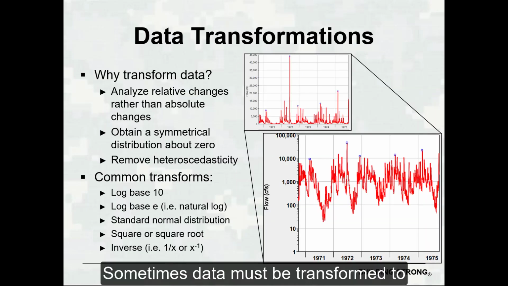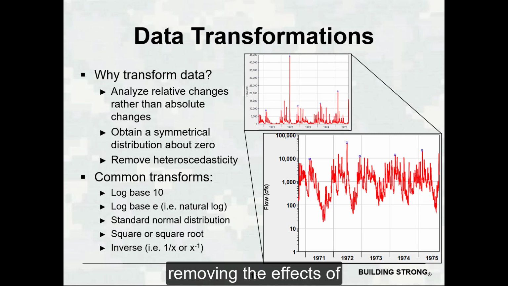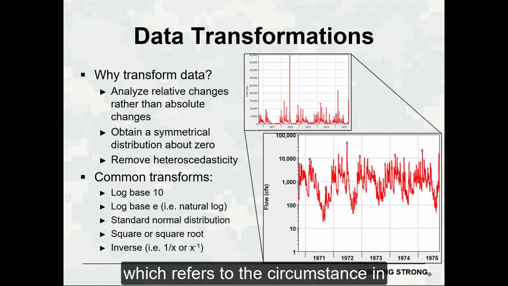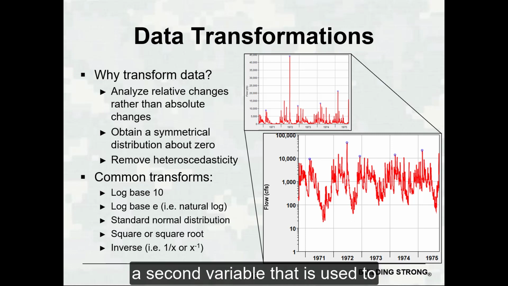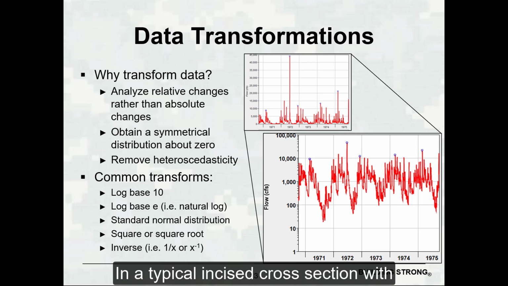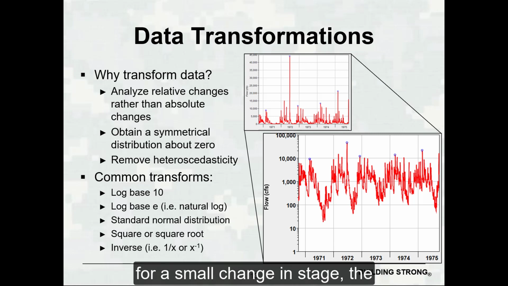Sometimes data must be transformed to analyze relative changes instead of absolute changes. Other times, engineers and modelers are more interested in obtaining a symmetrical distribution about zero. Also, engineers may be interested in removing the effects of heteroscedasticity, which refers to the circumstance in which the variability of the variable is unequal across the range of values of a second variable that is used to predict it. So think of flow versus stage or something similar, where the variability of flow changes drastically as the stage increases in a typical in-situ cross-section with a very wide floodplain. For a small change in stage, the corresponding change in flow could be small or extremely large, depending upon whether the flow is in or out of bank.